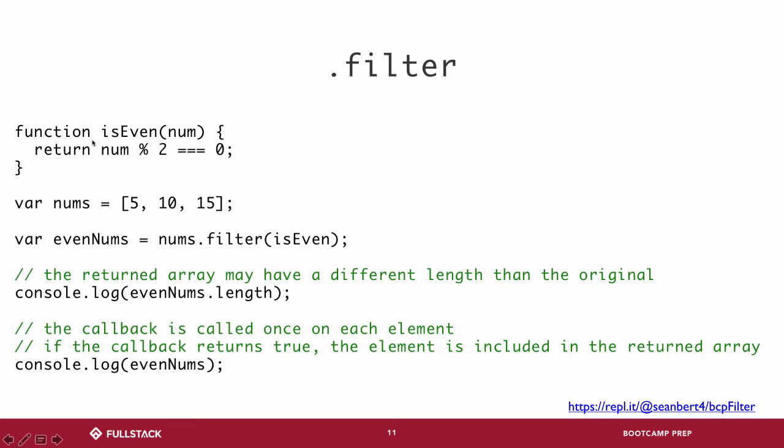So in this case, we have isEven, and we return whether the number is even. And we have nums, and if we pass nums.filter(isEven), this new array that's returned will be only numbers that pass the callback, that the callback is returning true for. So the length may be different than the original one because it might not have all the same elements. But the elements will still have the same value. You're not mutating the elements' values in this.